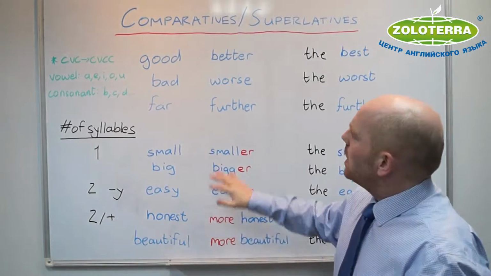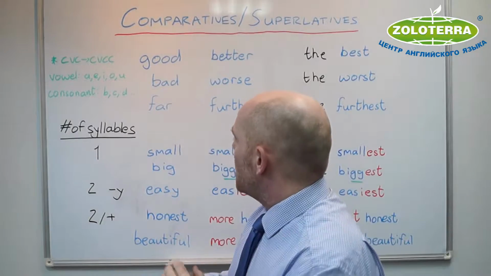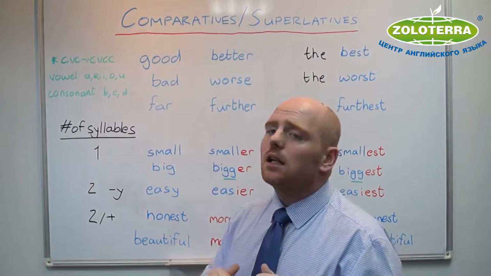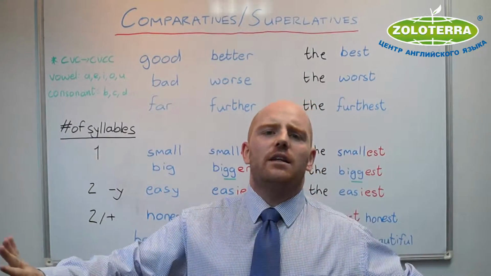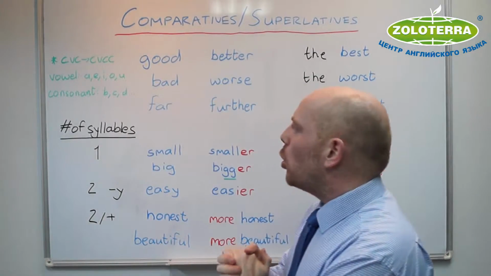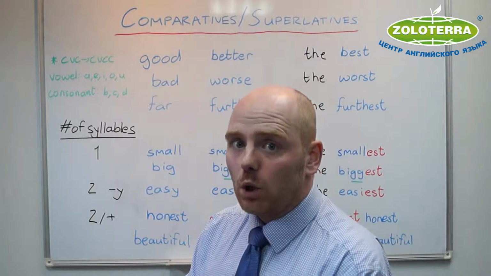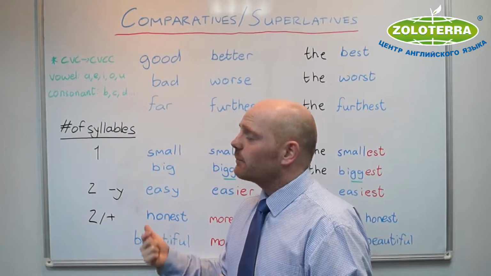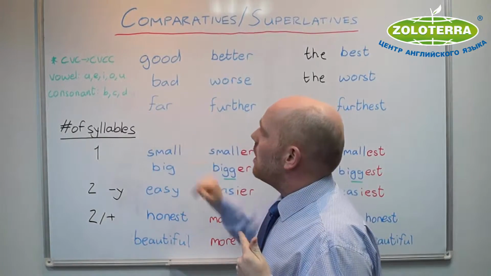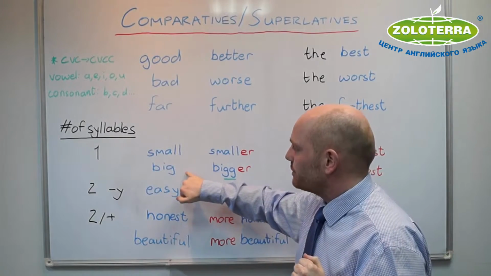Now, except for those three, we have some simple rules and you can form comparatives and superlatives from any other adjective in English. Any and every other adjective. All you need to do is count the number of syllables. Now, a syllable is a beat. So, good, bad, far, they are all one syllable, as is small and big.